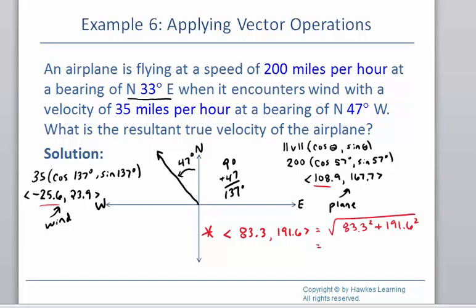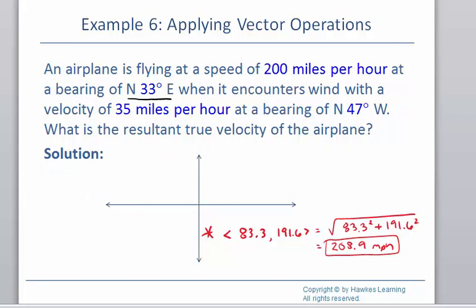I am going to get 208.9 miles per hour. And so that is our true velocity for the airplane.